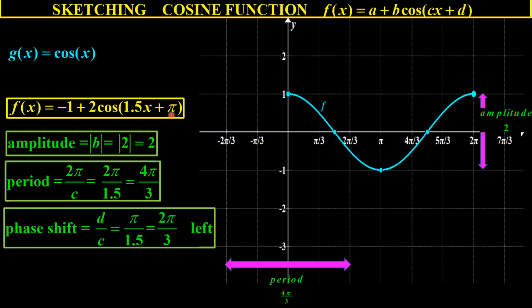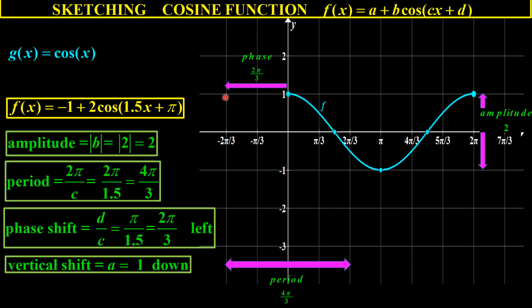The phase shift is pi over 1.5, and pi over 1.5 is 2 over 3. Because it's positive, it's to the left. So this indicates that point will have to move 2/3 pi to the left. Okay, and what is still missing? That's correct, I still have to look at my vertical shift, right? And because it's a -1, it's 1 down. So I'm going to move the graph 1 down.